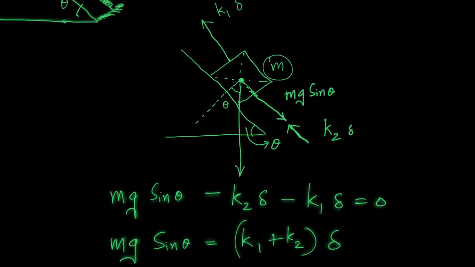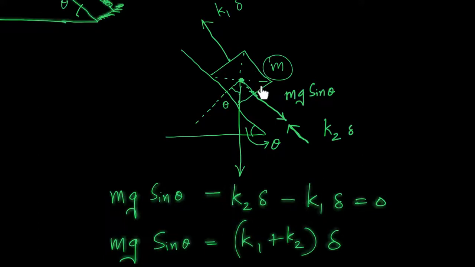This is the mass little m, and I have summed the forces along the direction of the sliding. Here you can see it is acted upon by three forces. One is the gravity force, mg sine theta, which is acting towards this direction. Then there is k1 delta, the force from the first spring, pulling it up, and the force from spring 2, which is pushing this mass upwards again.